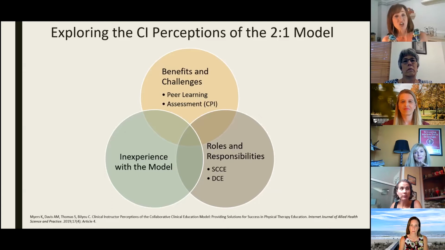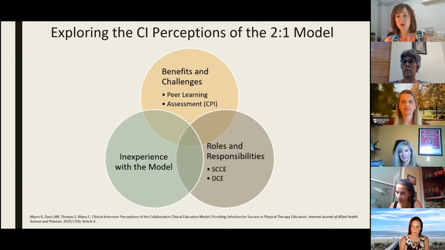Some benefits and challenges came to the surface as well that really aligned well with what was already out there in the literature. The biggest benefit that CIs identified was the huge benefits to the student in terms of how they function in a peer learning environment. The good old CPI continued to be a challenge, but we've even got strategies for that we'll discuss.